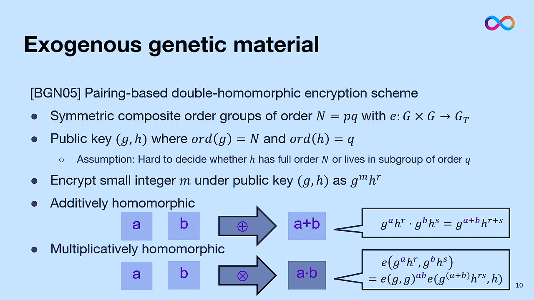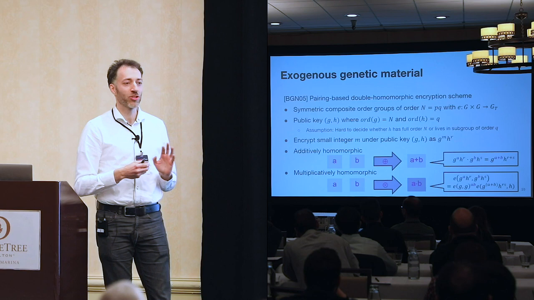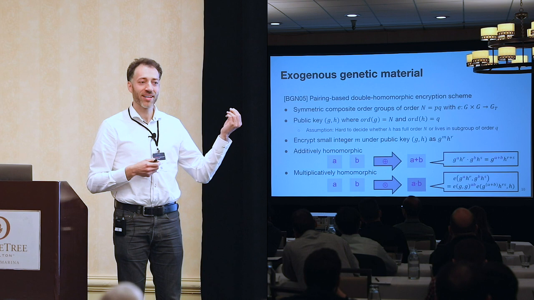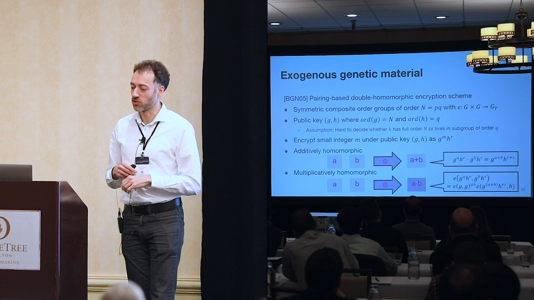It turns out that if you know the factorization of N, which is the secret key, then you can raise all this to Q and kill off H, and you have something which just has G raised to M. Then you can extract M if M is small. That was the precondition for this encryption scheme to work.